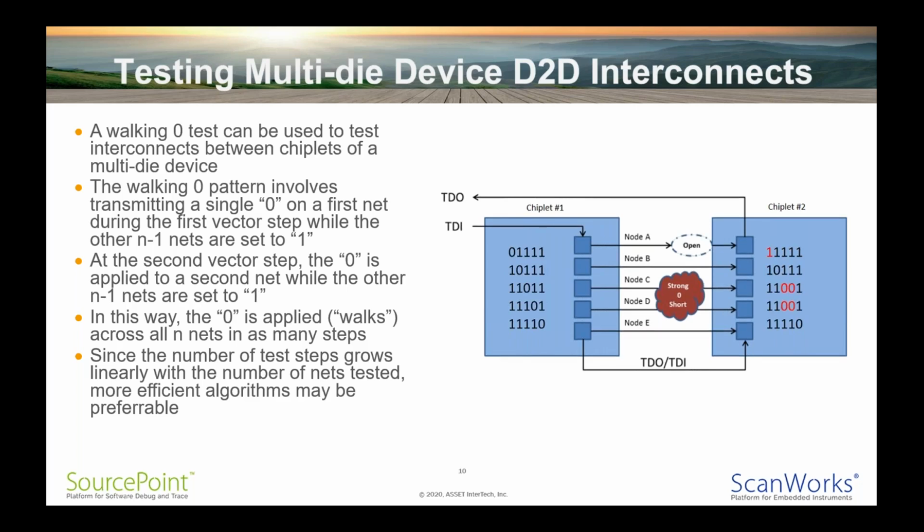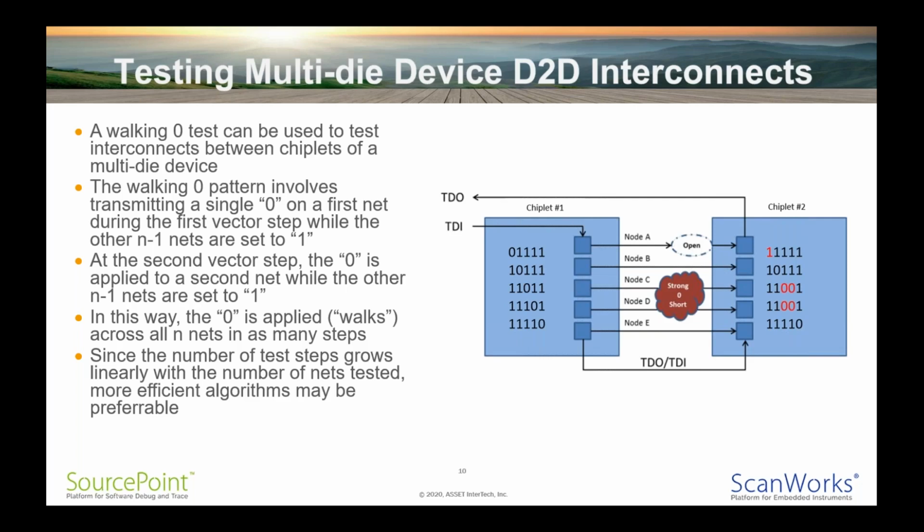A walking zero test can be used to test interconnects between chiplets of a multi-die device. The walking zero pattern involves transmitting a single zero on the first net during the first vector step, while the other n-1 nets are set to 1. At the second vector step, the 0 is applied to the second net, while the other n-1 nets are set to 1. In this way, the 0 applied walks across all n nets in as many steps.